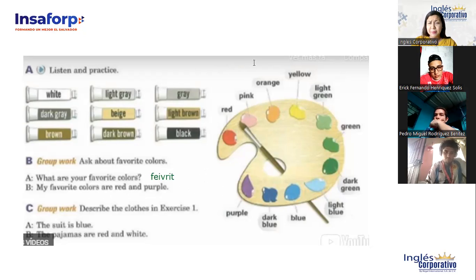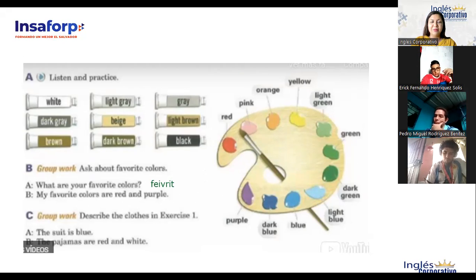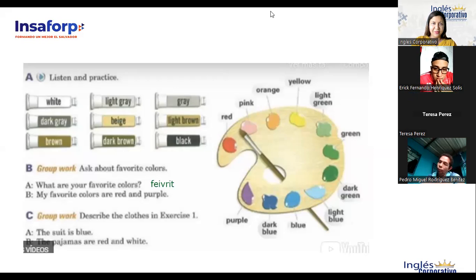So I am going to take the attendance. Voy a tomar la lista de asistencia y el que vaya mencionando me va diciendo sus colores favoritos. Okay? ¿De acuerdo? Okay, nice.